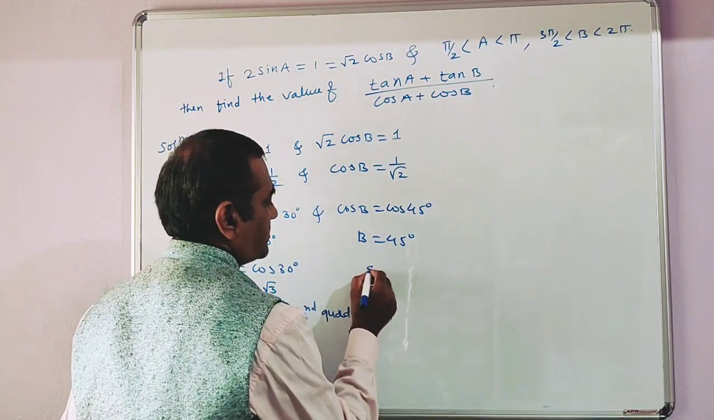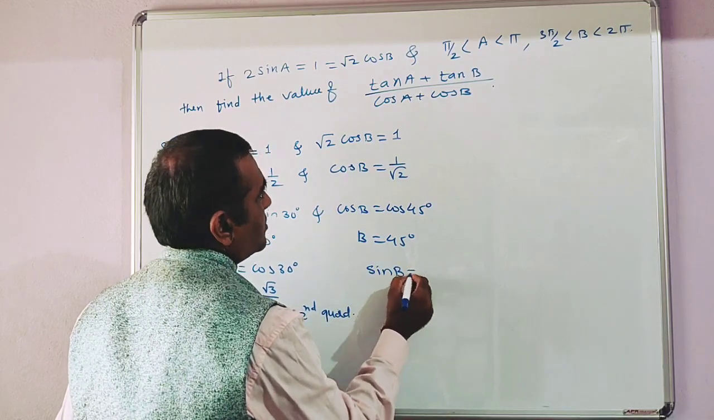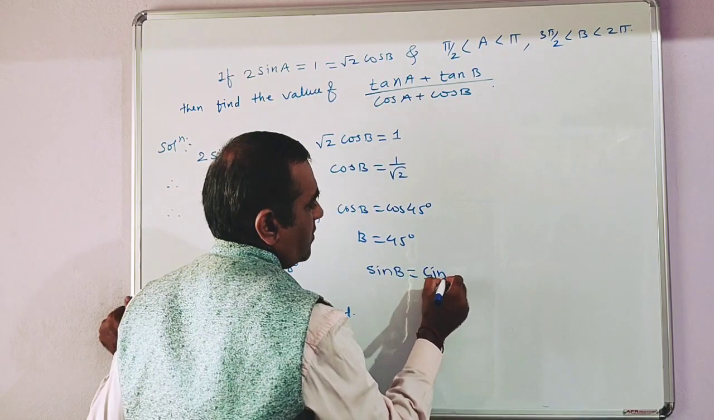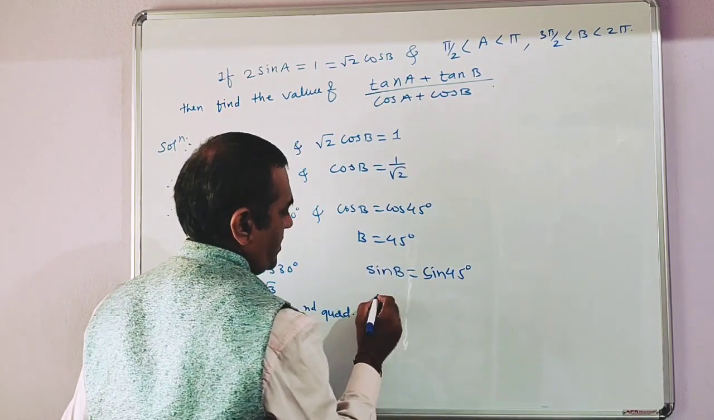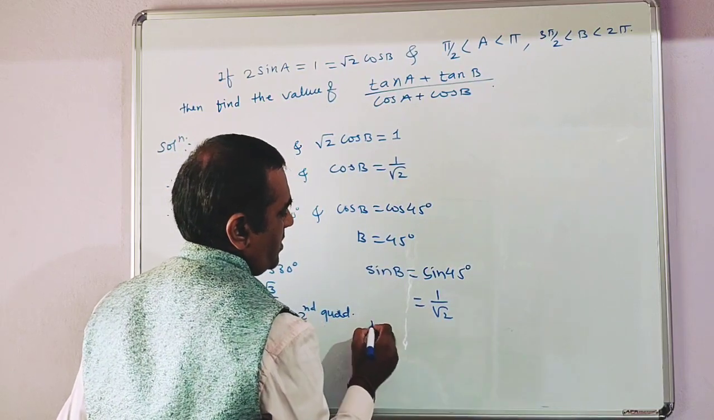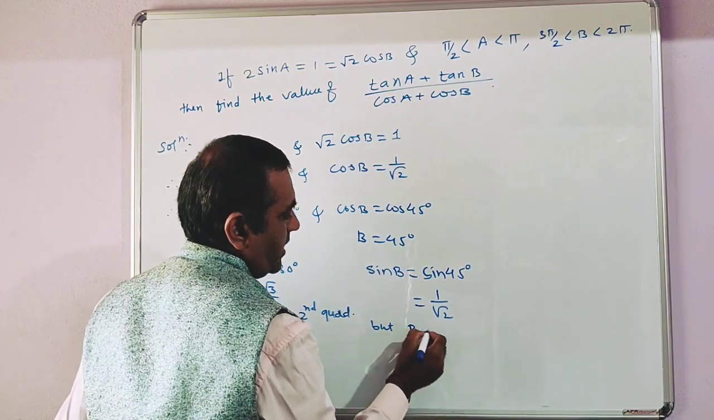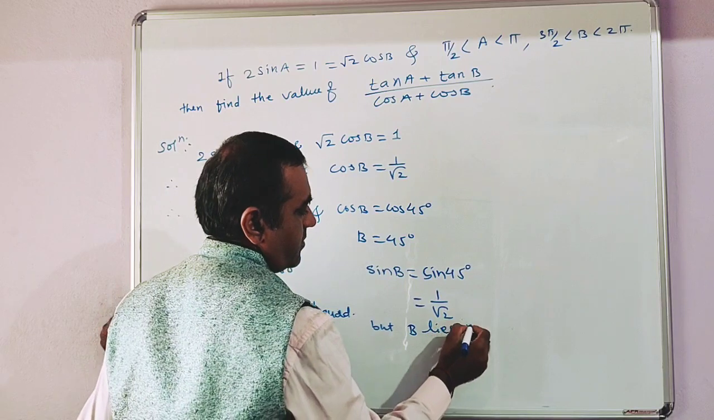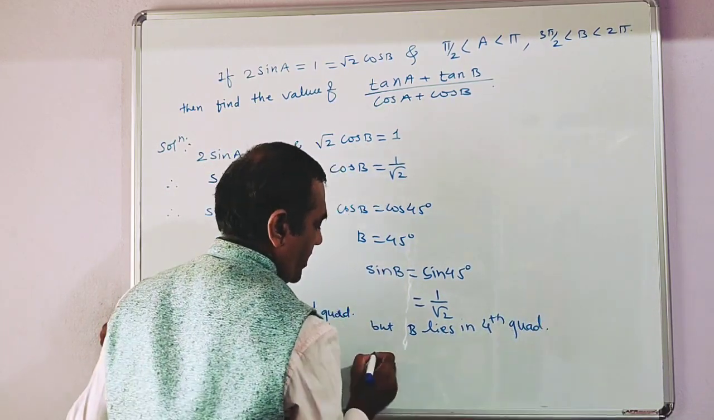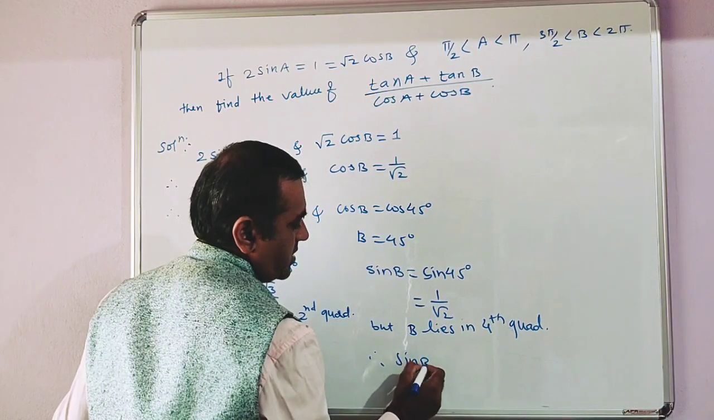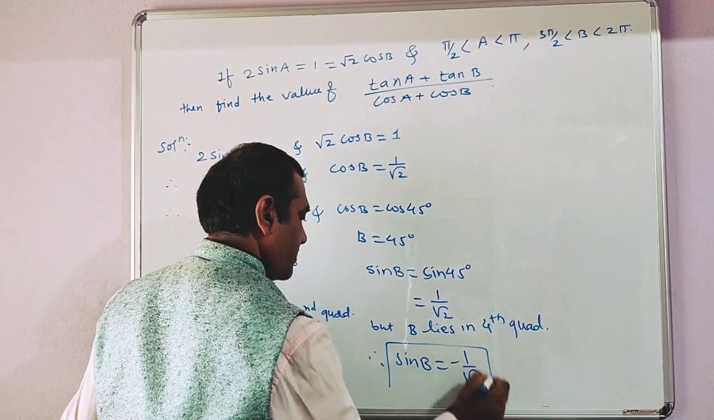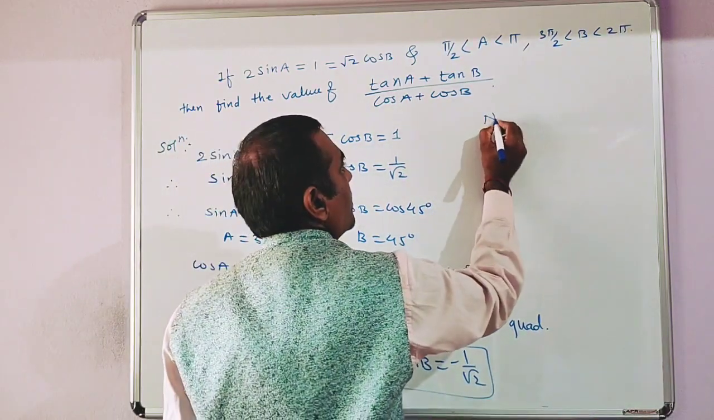Now here, sin B is equal to, why? Because we want here tan B. Sin B is equal to sin of 45 degree, therefore 1 by root 2. But B lies in fourth quadrant. Therefore, sin B is equal to minus 1 by root 2.